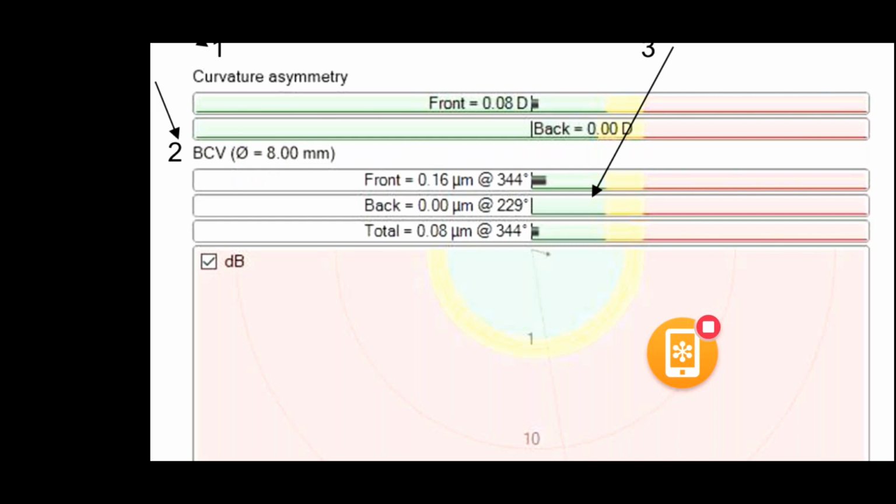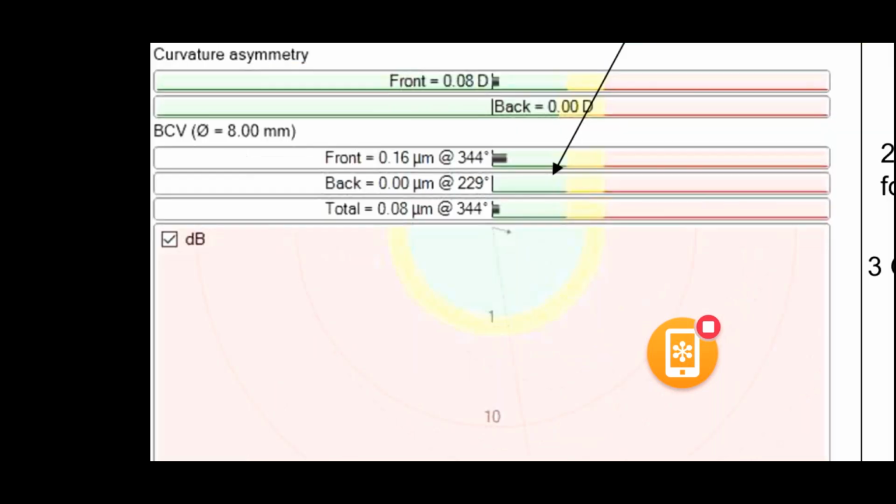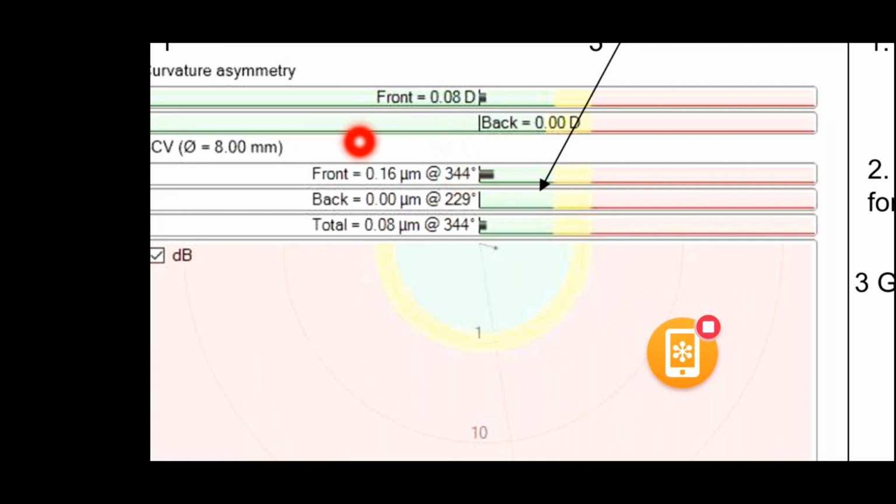One is the best fit sphere. I hope everybody understands best fit sphere. Best fit sphere is a principle of Belin and Ambrosio, whereas Holladay and everybody else use the toric ellipsoid, the float and everything. So we are using the best fit sphere, and all your higher order aberrations are calculated and put into this. So it's measuring your curvature and your elevation in comparison with your best fit sphere.